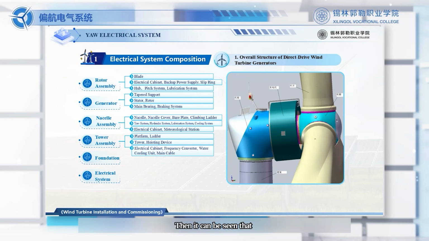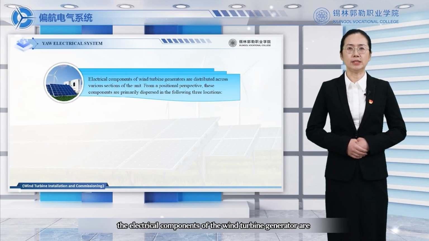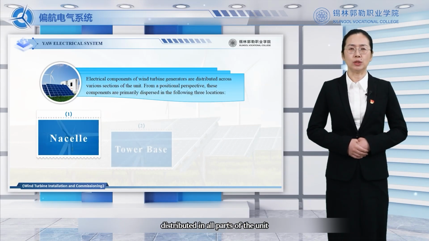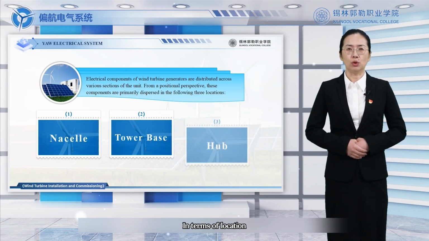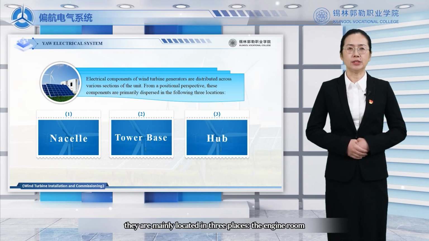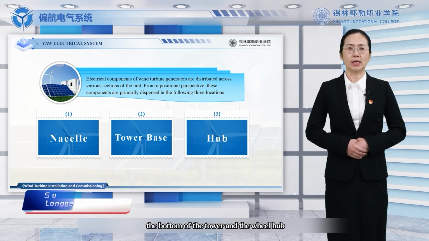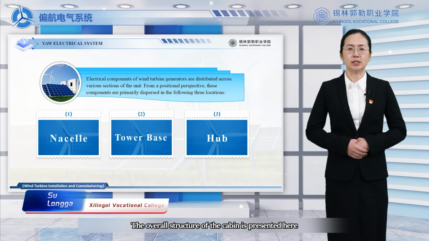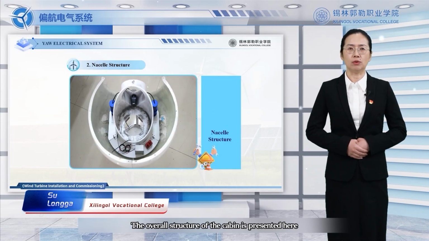Then it can be seen that the electrical components of the wind turbine generator are distributed in all parts of the unit. In terms of location, they are mainly located in three places: the engine room, the bottom of the tower, and the wheel hub. The overall structure of the cabin is presented here.